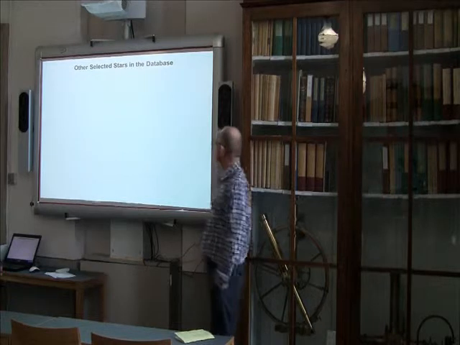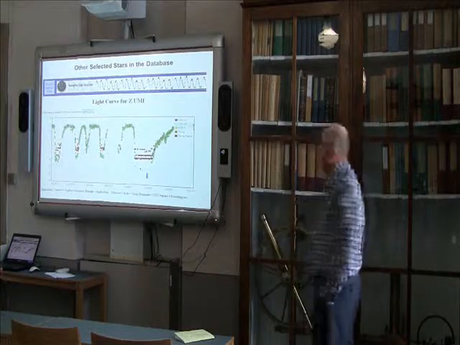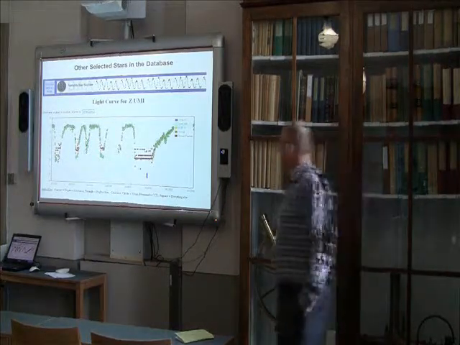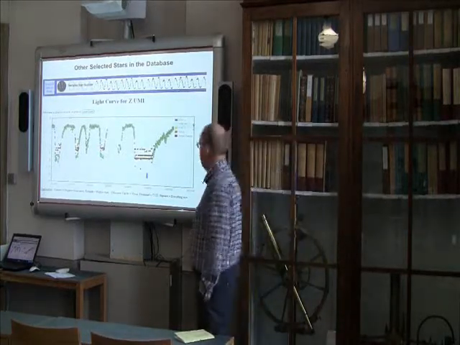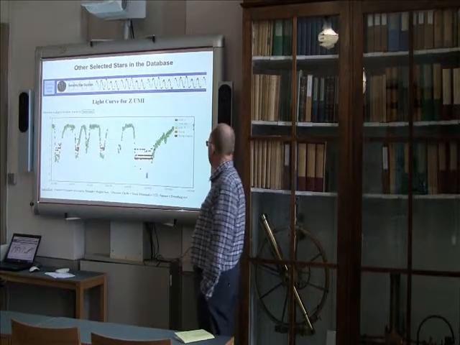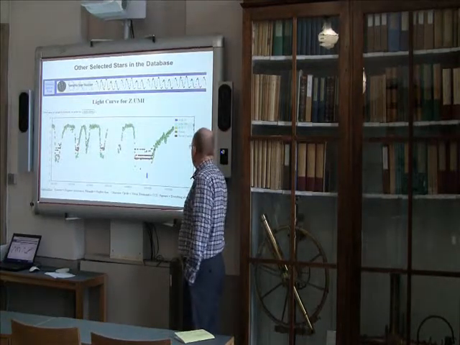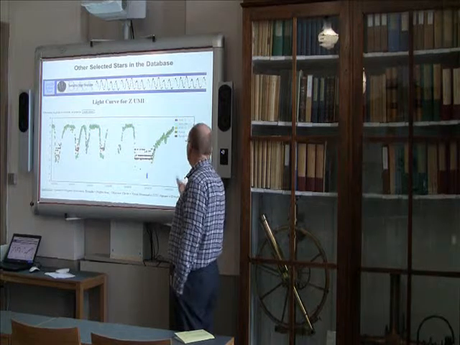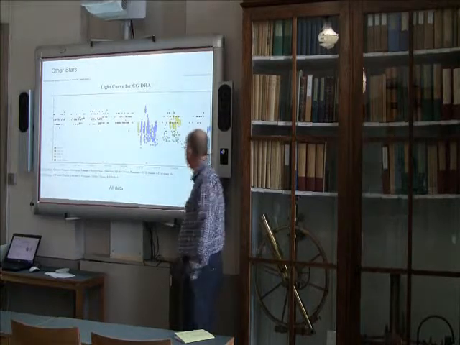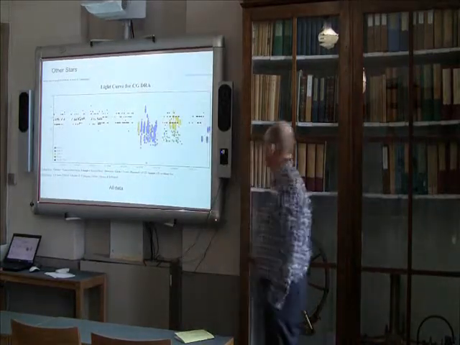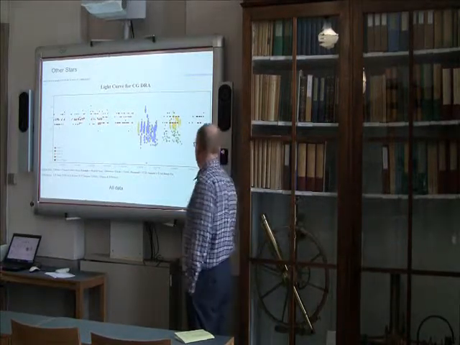Other selected stars in the database. This is a light curve for Z Ursa Minoris, and you can see the crosses where the negative observations are. The light curve for CG Draconis, all the data.